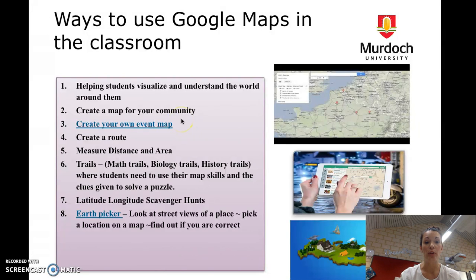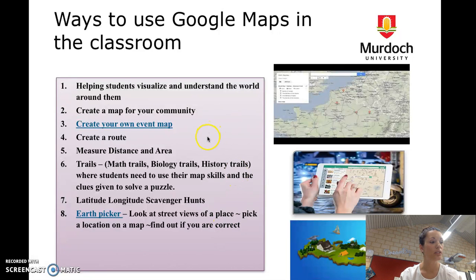You can create a map for your community, create your own event map, create a route, measure distance and area, have your trails. So you've got maths trails, biology trails, history trails. So that's where the students need to use their mapping skills and clues given to solve a puzzle. And that's what we're going to be doing this week for our task. I'll talk about that in a minute. And then you can have a look at longitude and latitude scavenger hunts. And then there's something called Earth Picker. So it looks at street views of a place, you pick a location on a map, and find out if you're correct. So that's something that you can go and have a little bit of a look at yourself.